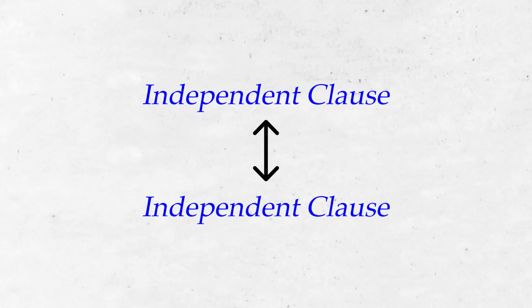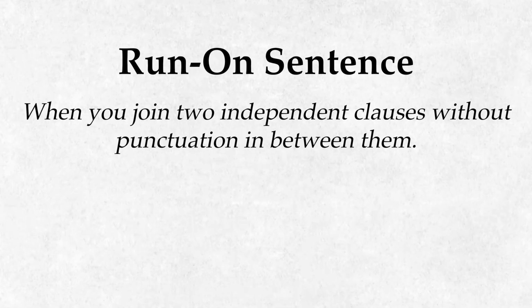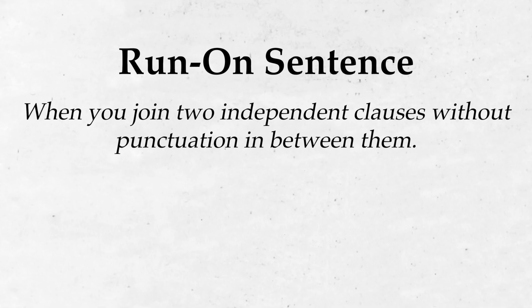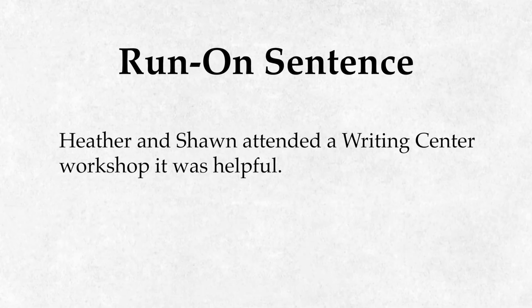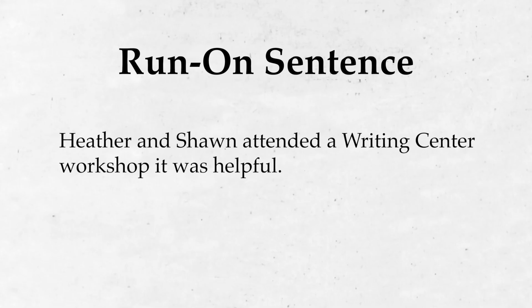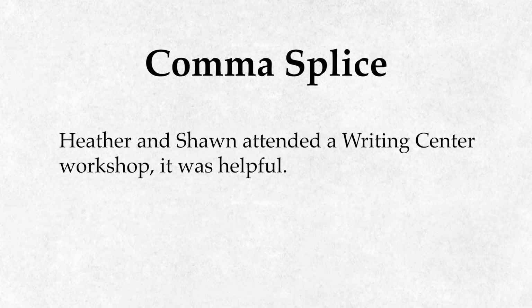Some of the most common punctuation errors occur when a writer is trying to join independent clauses incorrectly. A run-on sentence occurs when you join 2 independent clauses without punctuation between them. Heather and Sean attended a writing center workshop it was helpful. A comma splice occurs when you join together 2 independent clauses with only a comma. Heather and Sean attended a writing center workshop, it was helpful.